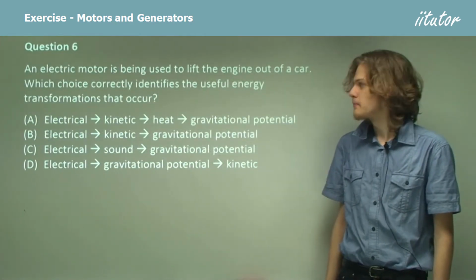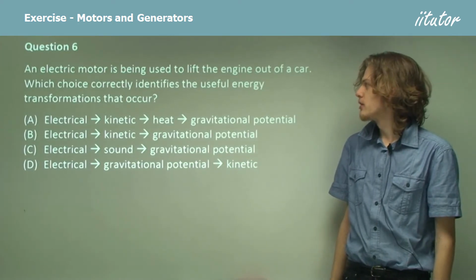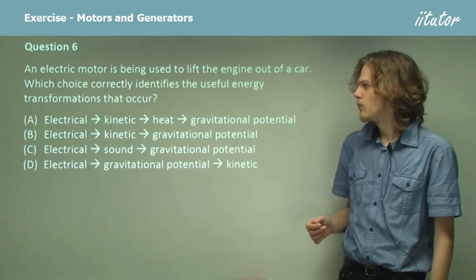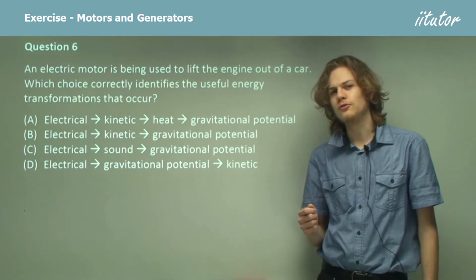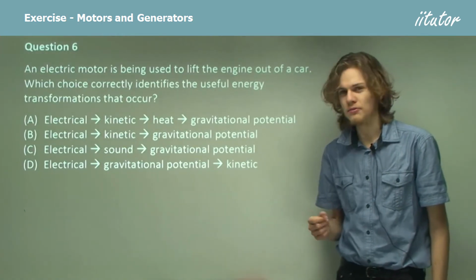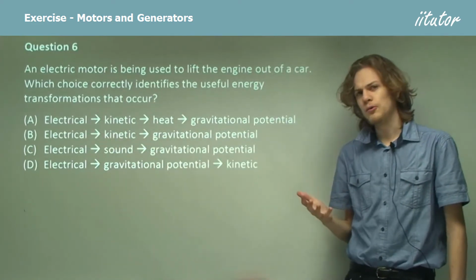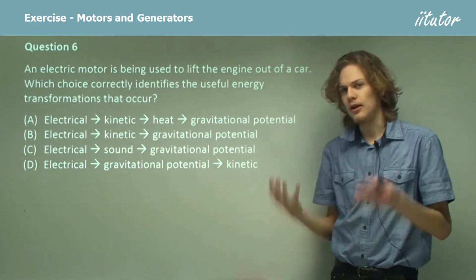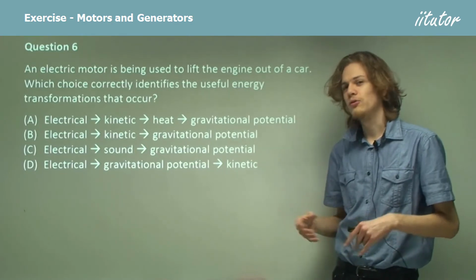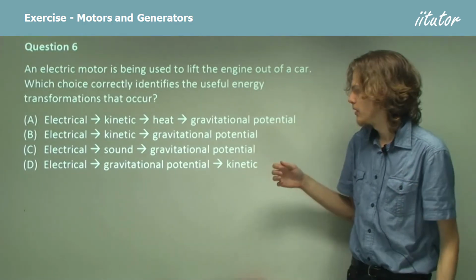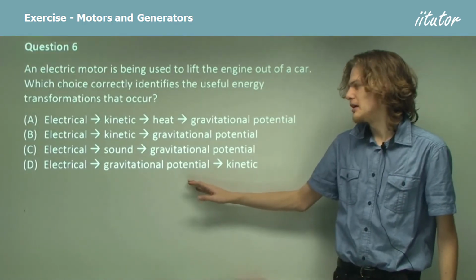Question 6. An electric motor is being used to lift the engine out of a car. Which correctly identifies the useful energy transformations that occur? So of course we have to start off with electrical, because we have an electrical motor. And what will we end up with? Well, we're lifting up an engine, so it means that we'll end up with potential energy that's gravitational. So that means that we can rule out D.